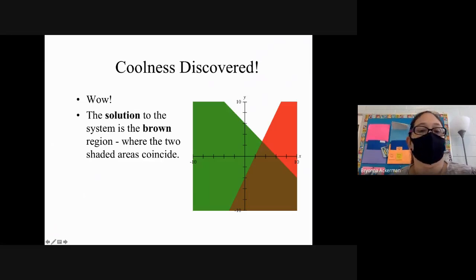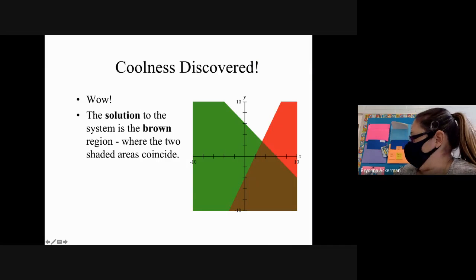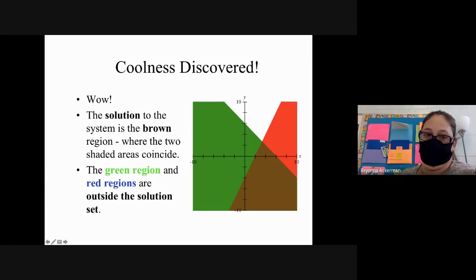Okay? But what about, let's see, 2, negative 2? 2, negative 2. Is that in the brown? Yes. So 2, negative 2 would be a solution. One of many, right? There's lots of solutions.